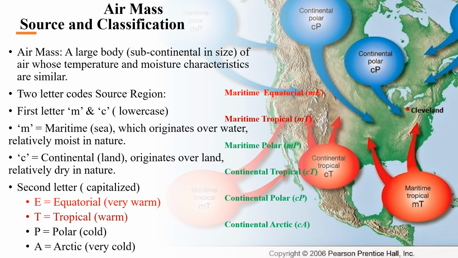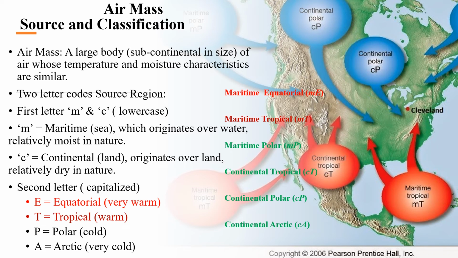When you see m, any air mass starting with m has moisture content. Any air mass whose first letter is c is dry. So the first letter tells you the moisture content. The second letter tells you the temperature situation.